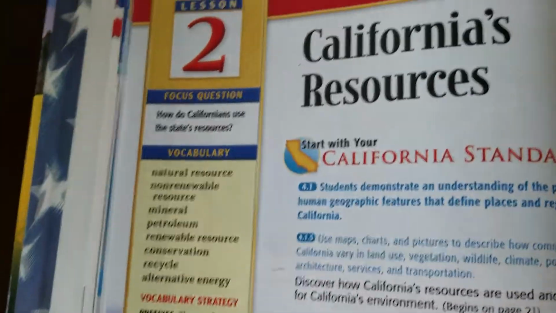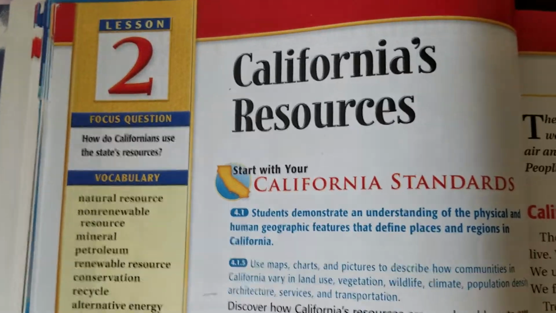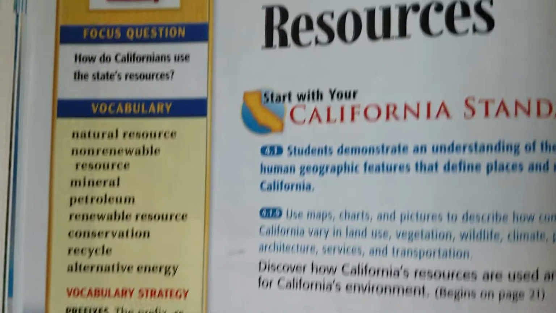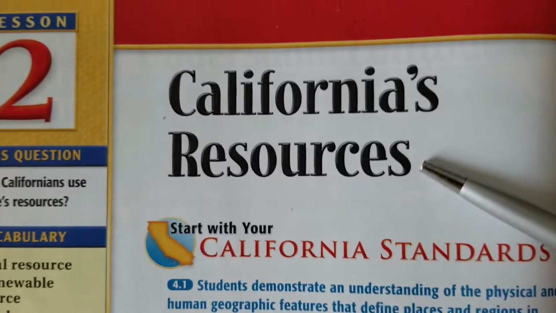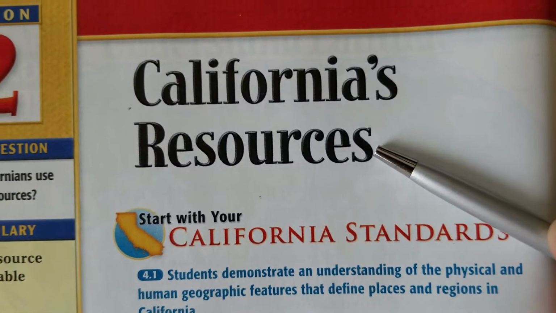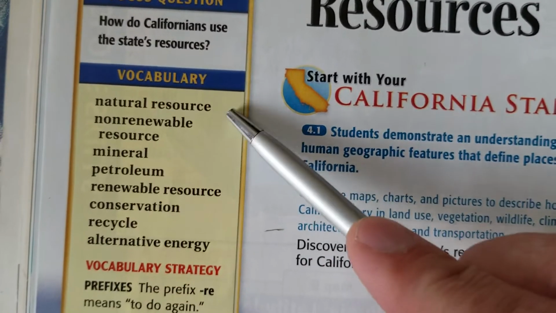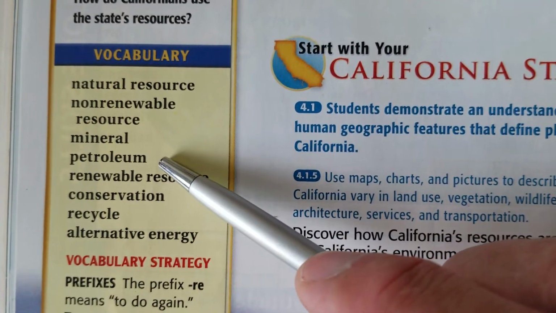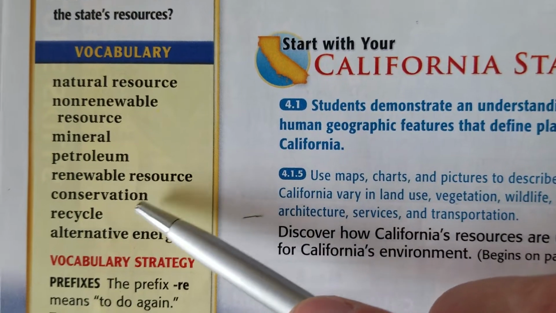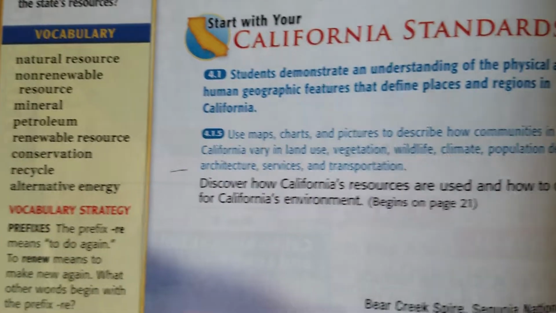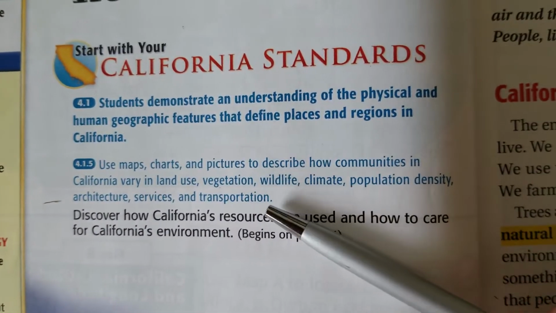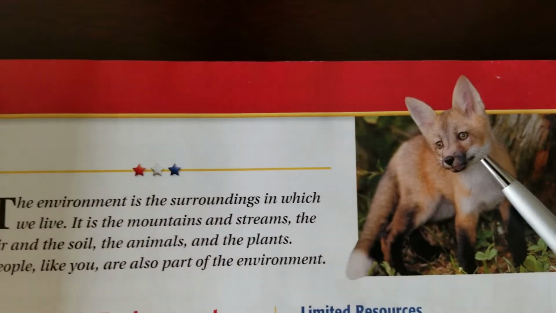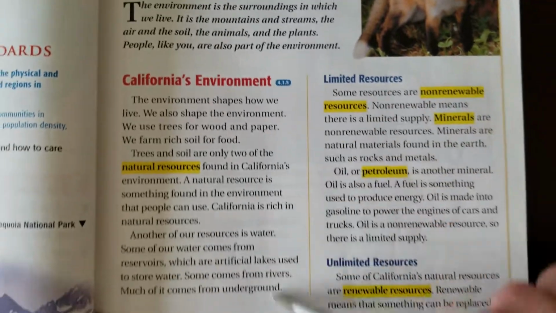We just did the first lesson the other day. Let's go to lesson 2, chapter 1, page 20. Title. Everyone point to the title. California's resources. Keywords: natural resource, non-renewable resource, mineral, petroleum, renewable resource, conservation, recycle, alternative energy. And make sure that you read the standards. It's important to look at all the maps. Anytime they give you maps or illustrations, it relates to what's happening.